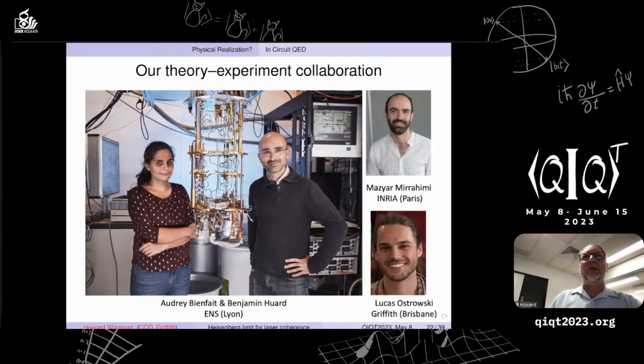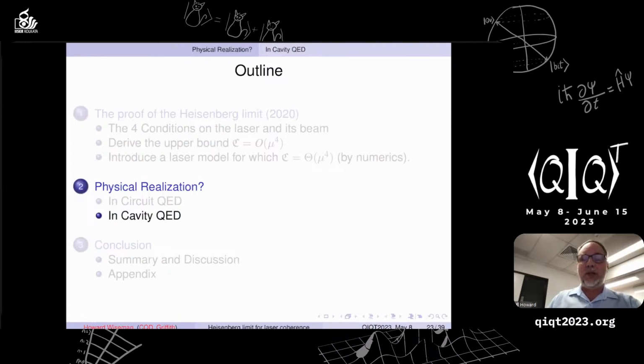Okay, so that's the end of the circuit QED part of the physical realization, and I want to spend more time now on the second one, which is in cavity QED. So for anyone who doesn't know, QED stands for quantum electrodynamics. Cavity QED was the term introduced which just describes a regime where you can have strong coupling between individual atoms and photons by confining the photons to a small cavity.